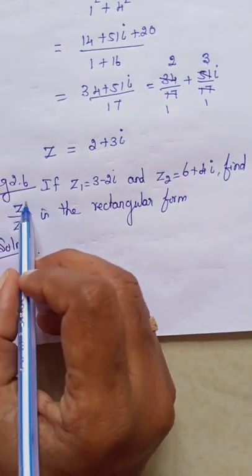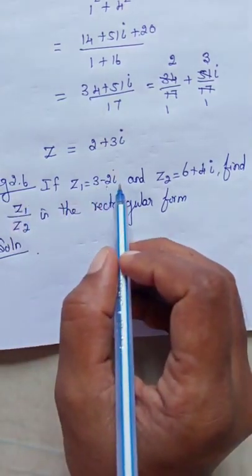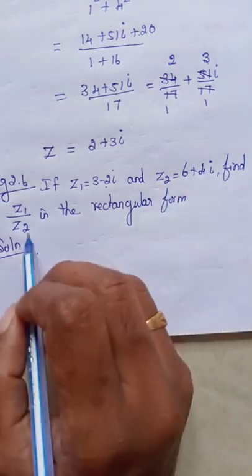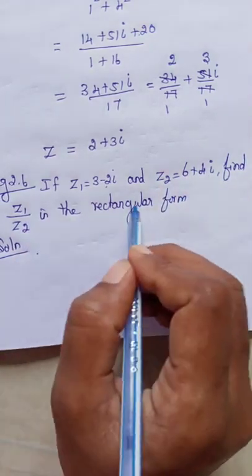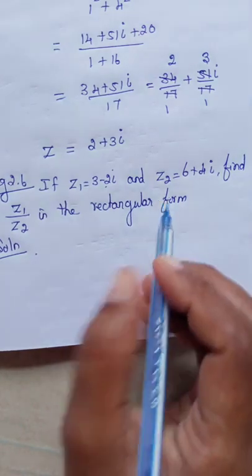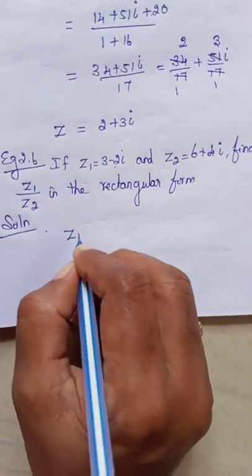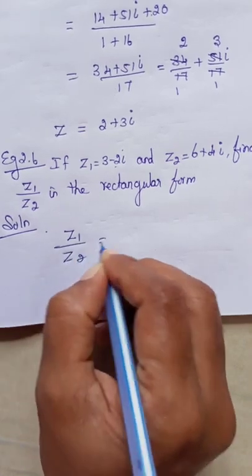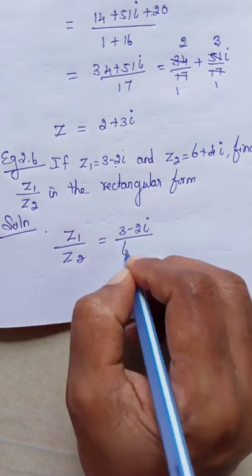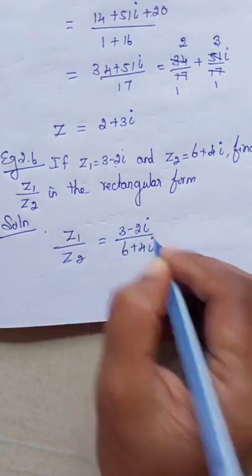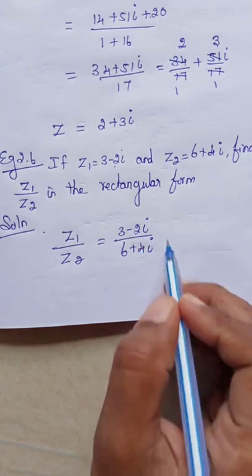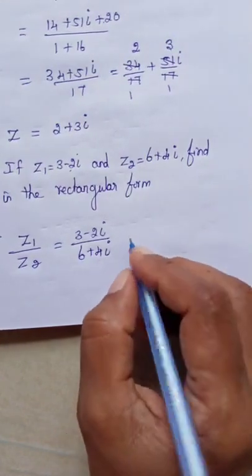See, next example 2.6. If z1 = 3 minus 2i and z2 = 6 plus 4i, find z1 by z2 in the rectangular form. The same way, we have to bring it to x plus iy form. See, z1 by z2, that is 3 minus 2i by 6 plus 4i. What should we do? We have to take the conjugate and multiply both numerator and denominator.